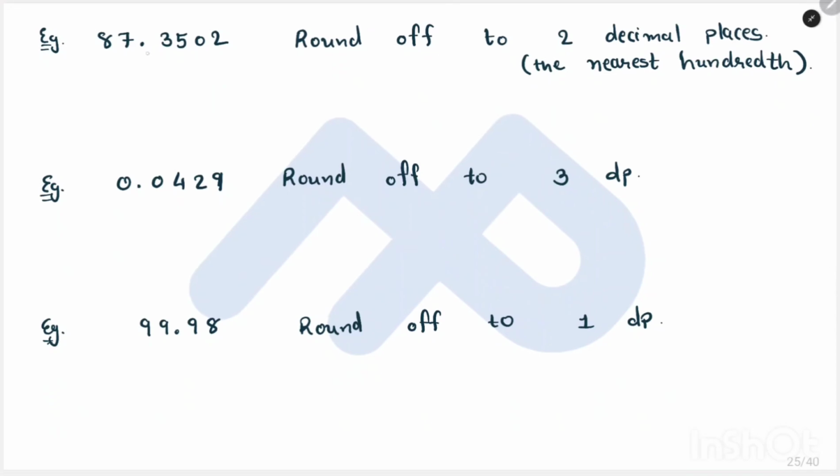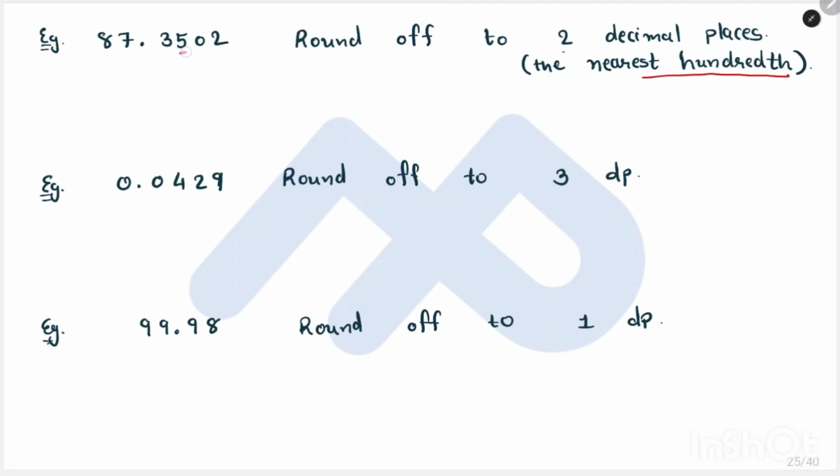See the first question, that is 87.3502, round off to the nearest 2 decimal places. By the way, they may tell you to round off to the nearest hundredth. Nearest hundredth means 2 decimal places only. 1 decimal place is nearest tenth, 2 decimal places is nearest hundredth, and 3 decimal places is nearest thousandth, etc. Okay. So nearest 2 decimal places.